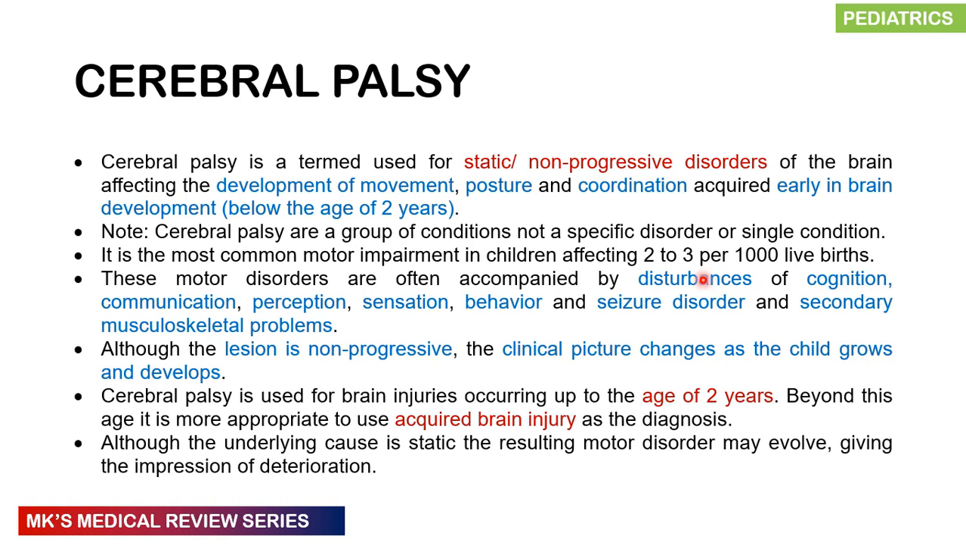Now remember that most of these motor disorders are going to be accompanied by disturbances of cognition, communication, perception, different sensations, and behavior. You may have seizure disorders. You may even have secondary musculoskeletal problems like contractures, joint misalignment, and of course joint dislocations, which will be denoting certain implications on the management.